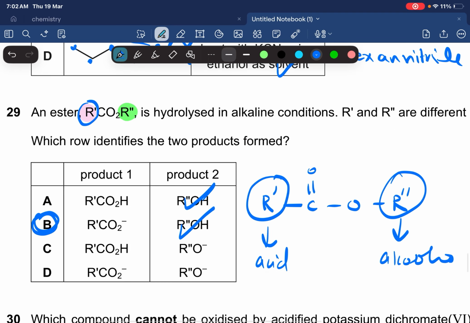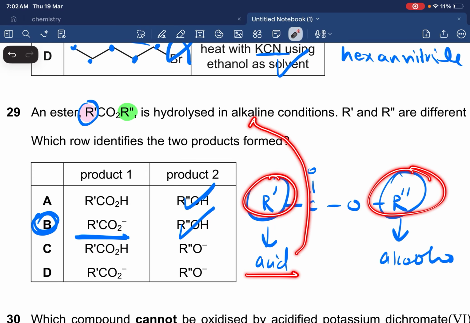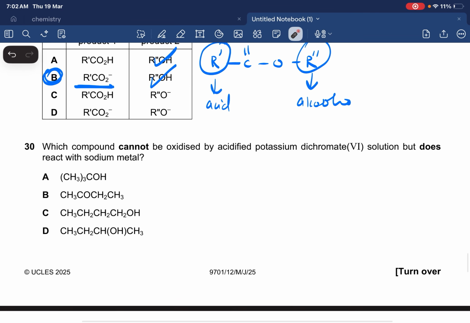So this is going to be the salt part that's going to be formed. You just had to realize a little technical thing over here. Firstly, this part's acid and this part's alcohol, and secondly, the acid's going to react with the alkali.